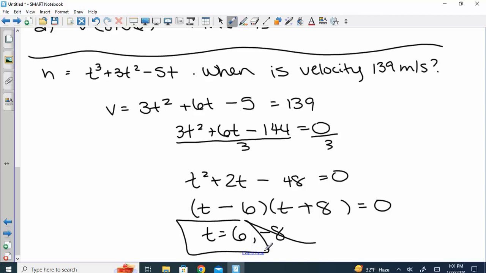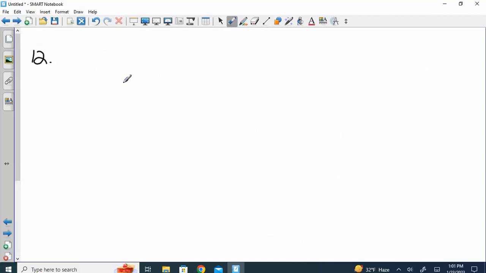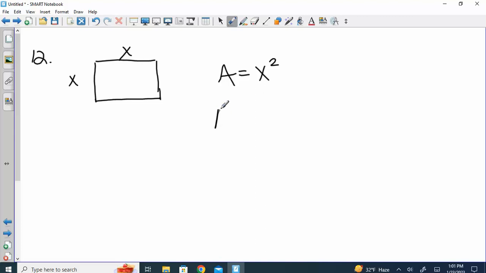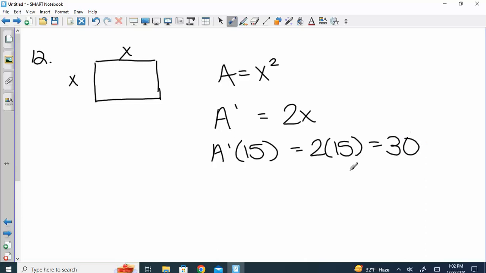Number 12 is really just checking if you understand what a derivative means. It tells us we have a square here. So we know in a square all the sides are the same, and it even told us in the problem that the side length is x. And we want to know how the area changes when the side changes. How do you find the area of this? Length times width, so x squared. So the derivative of x squared is 2x. And I asked you to find the derivative when x was 15. So you get 30. So that's your A prime of 15.